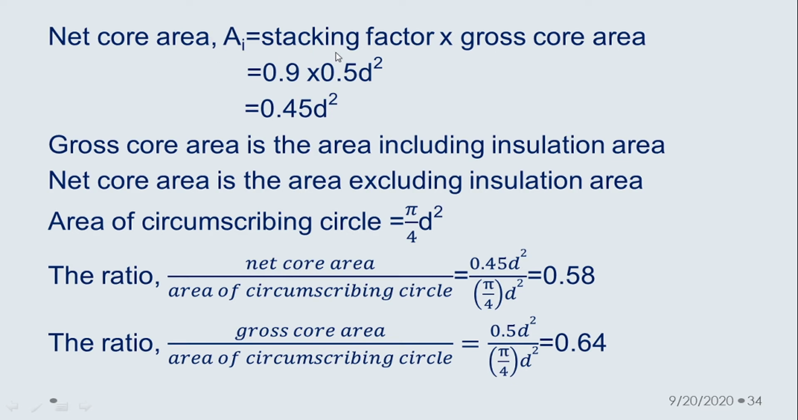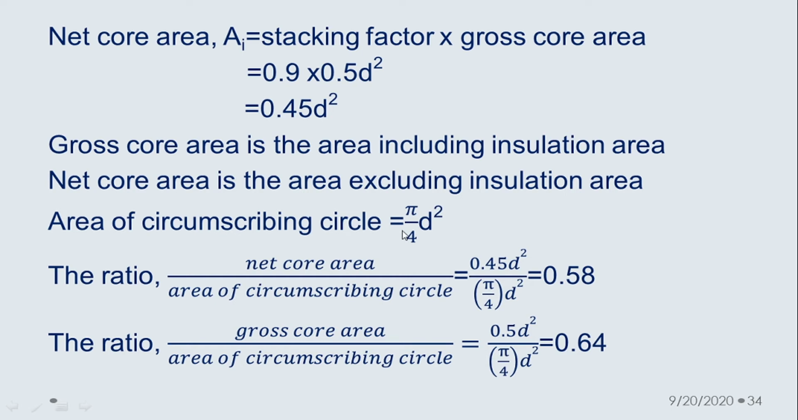So net core area is the stacking factor times the gross core area. So you will be getting 0.9 into 0.5 d square, which is equal to 0.45 d square. Gross core area is the area including the insulation area in the core, and net core area is the area excluding the insulation area.